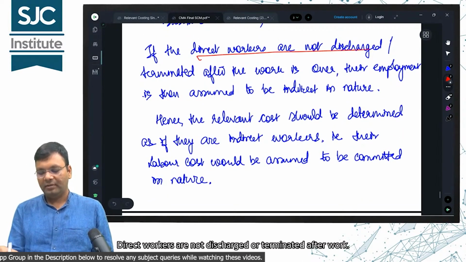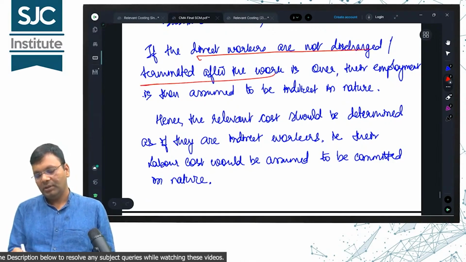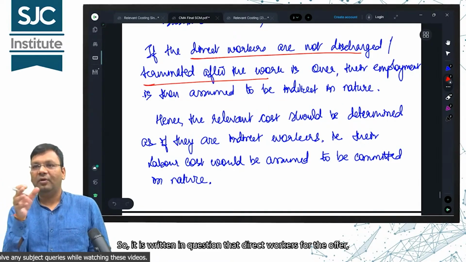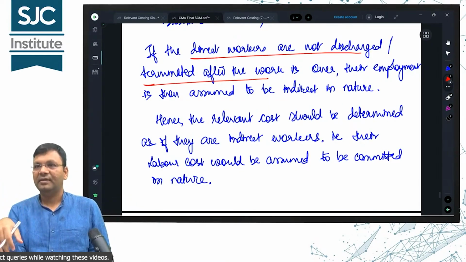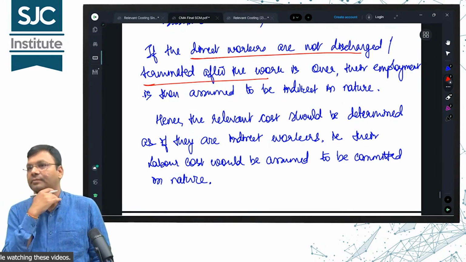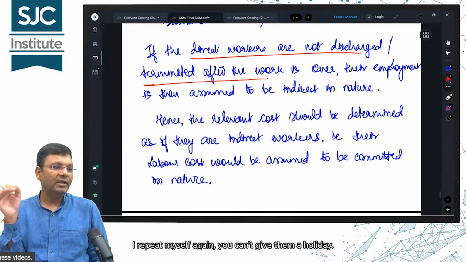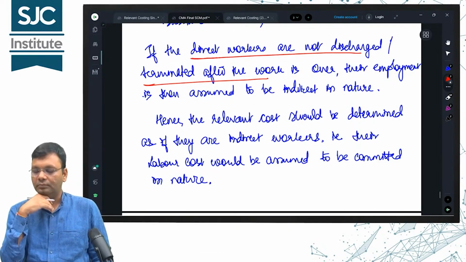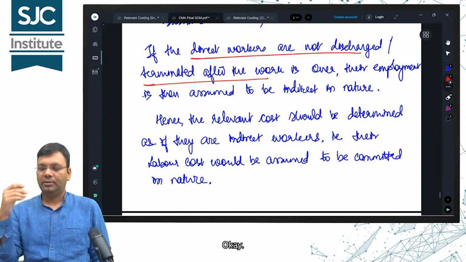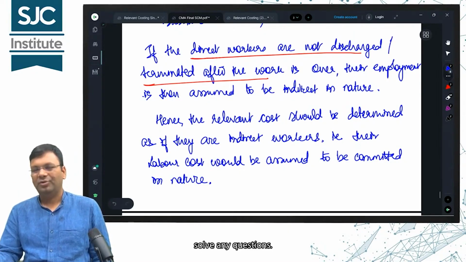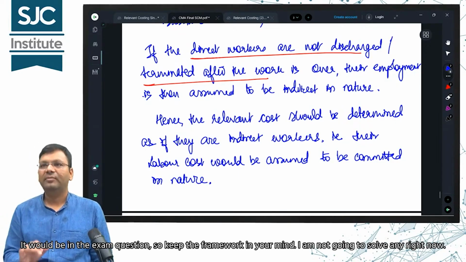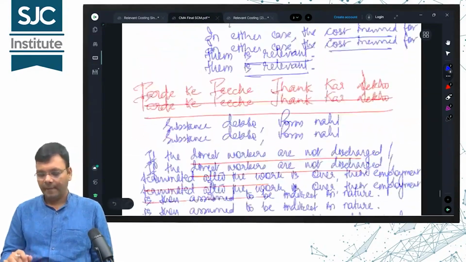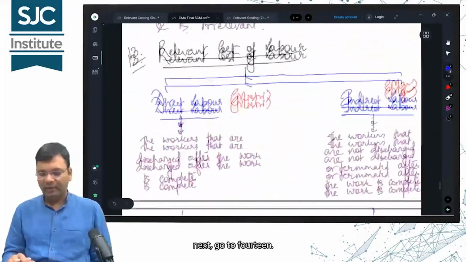Direct workers are not discharged or terminated after work. This is usually hidden in the question. It is written in the question that direct workers for the offer required is this and so on. But you can't give direct workers a holiday. If you can't give them a holiday, then they become indirect. I am not going to solve any questions on this right now. It would be in the exam question, so keep the framework in your mind. Let's move on to point number 14.